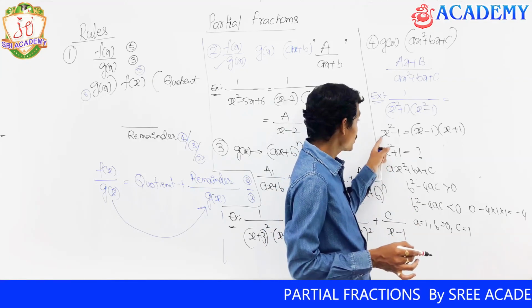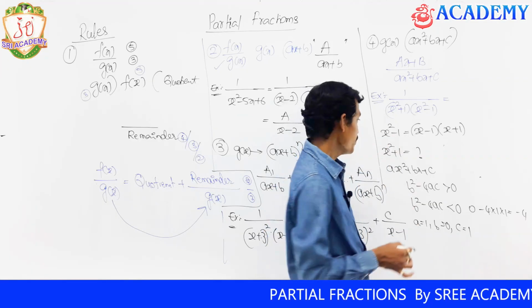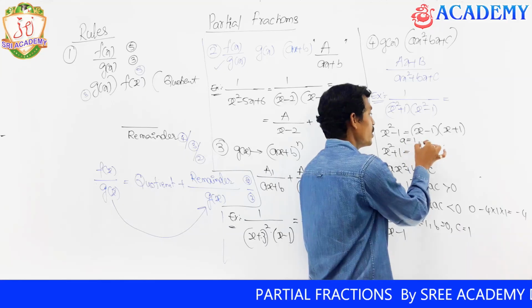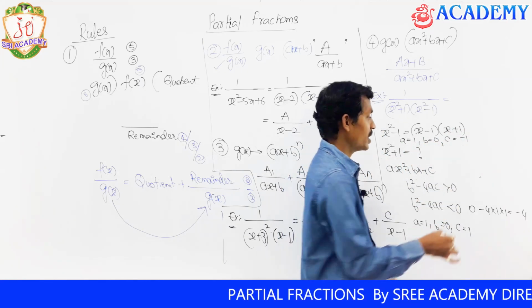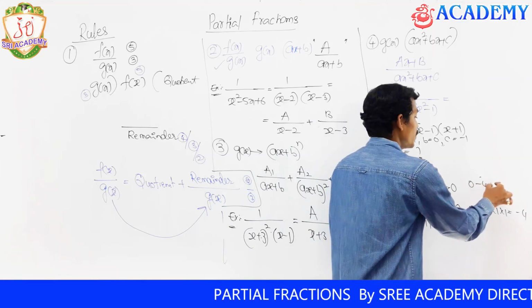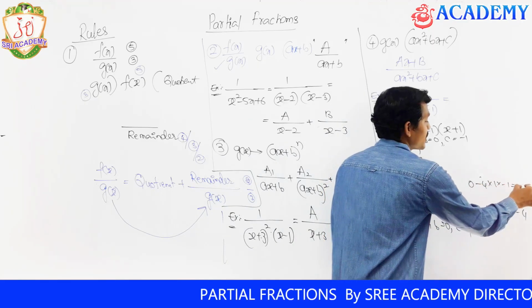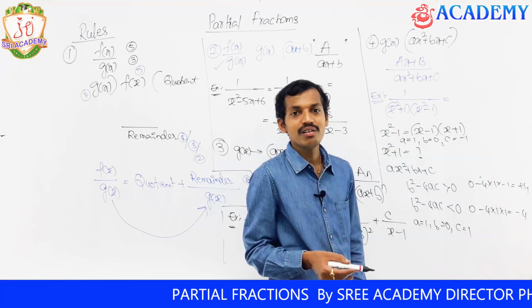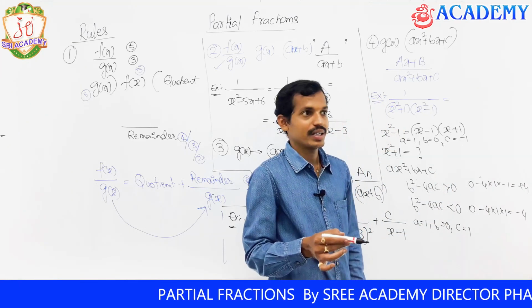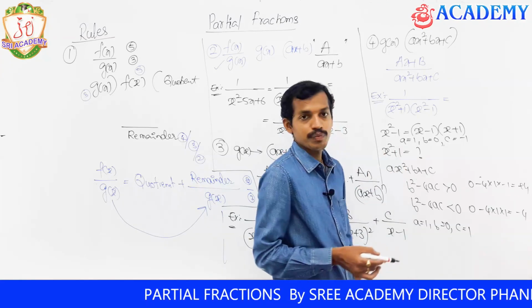If we check x square minus 1, a value 1, b value 0, c value minus 1. If you substitute here, b square minus 4ac: 0 minus 4 into 1 into minus 1 is nothing but plus 4, which is greater than 0. That's why it is going to have linear factors, that is, real roots.